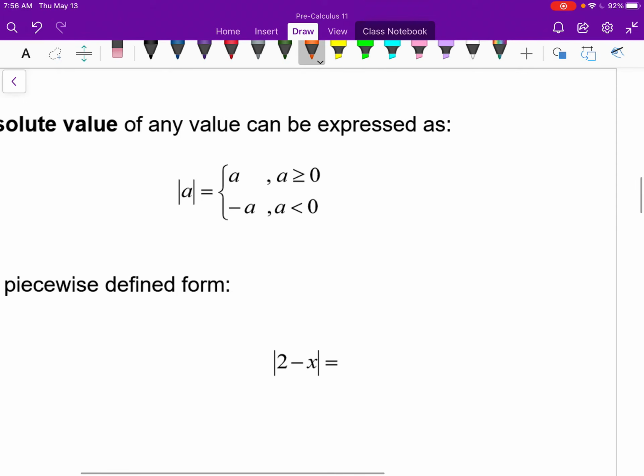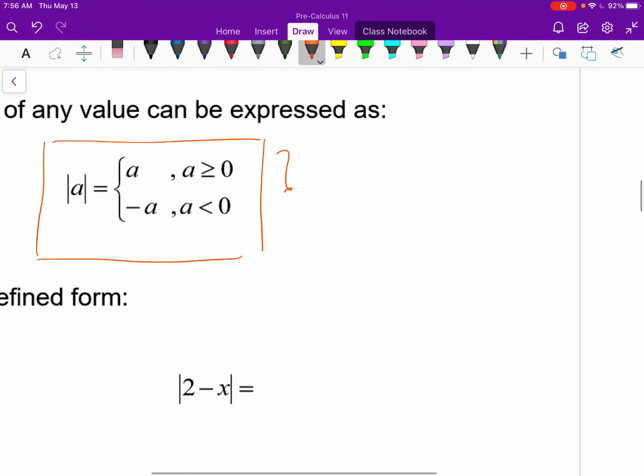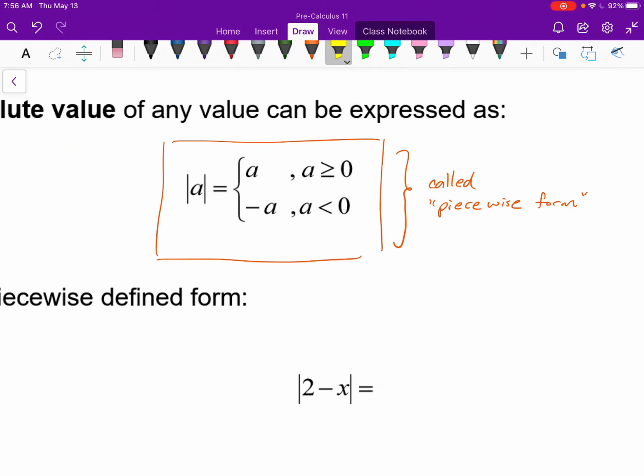Okay, so let me say a few more things about that. This is probably your first introduction to equations being expressed this way. Essentially, when you see an equation expressed like this, and notice I say the absolute value of A equals, and then I see two different things. These are two different pieces. And these are defining what this absolute value of A does, depending on these restrictions.